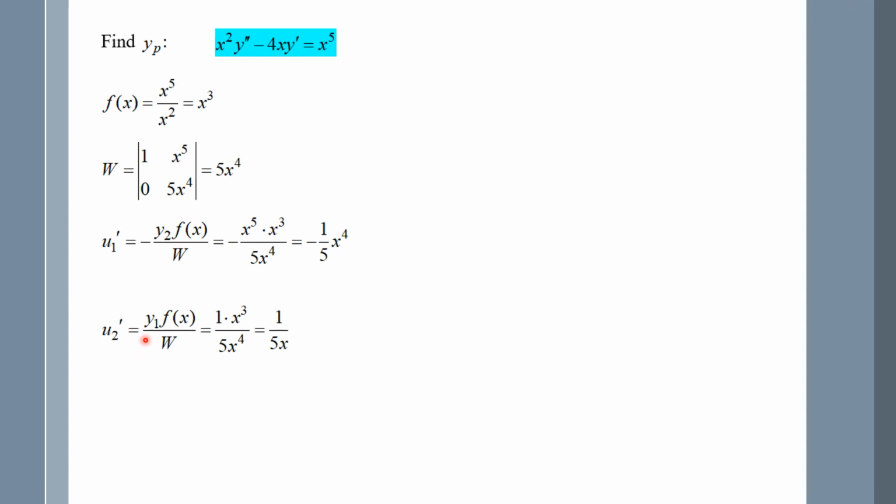u2 prime has this formula. u2 prime is y1 f(x) over W, but y1 is equal to 1, and f(x) is x cubed, W is 5x to the 4th, so u2 prime is 1 over 5x.